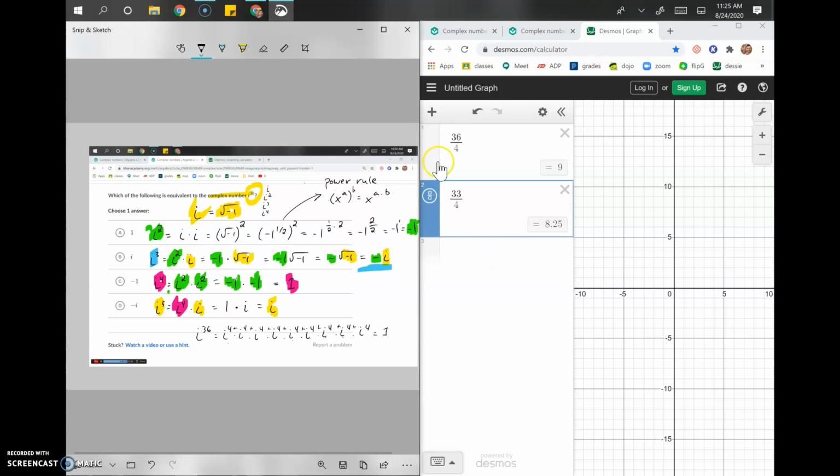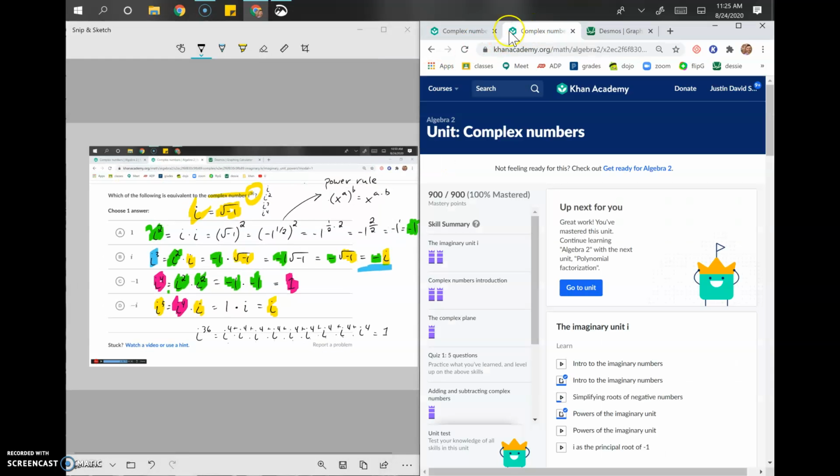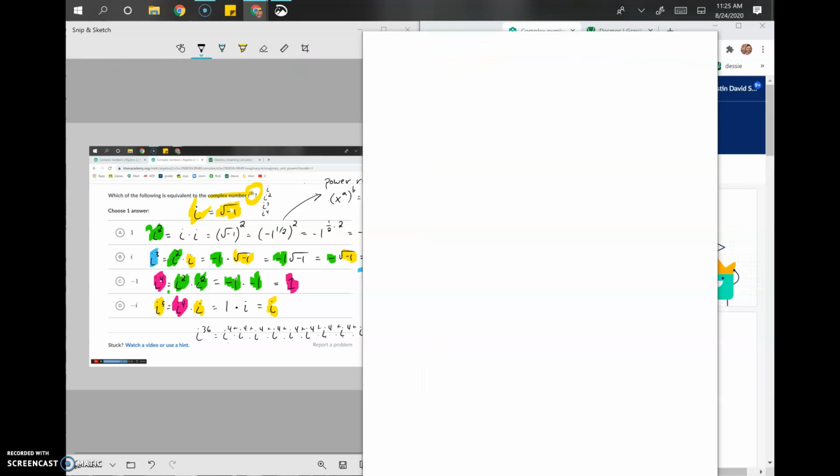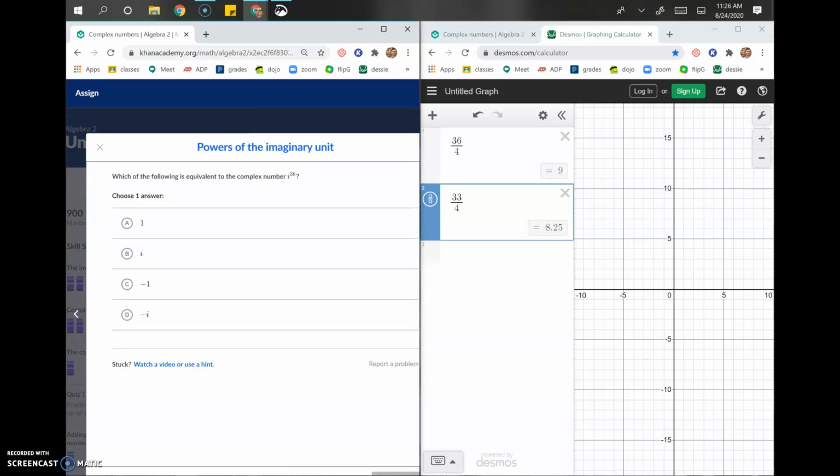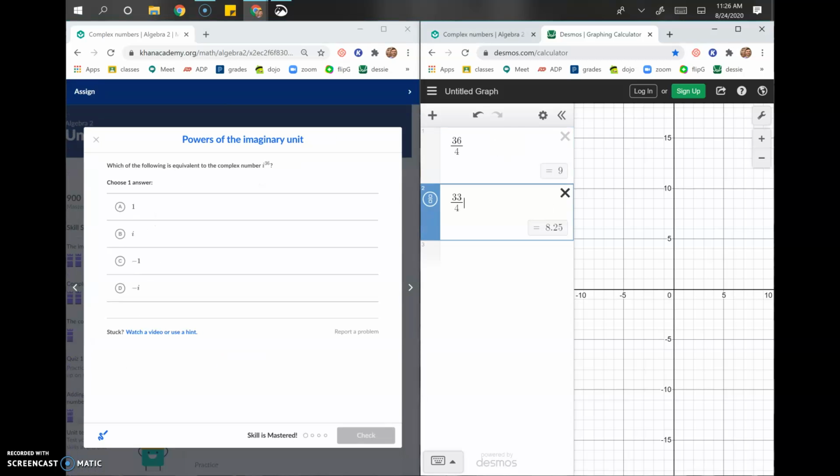So let's rip through these using that strategy. Here, 36 divided by 4 came back as a whole number. Cool, whole means it's the fourth power.